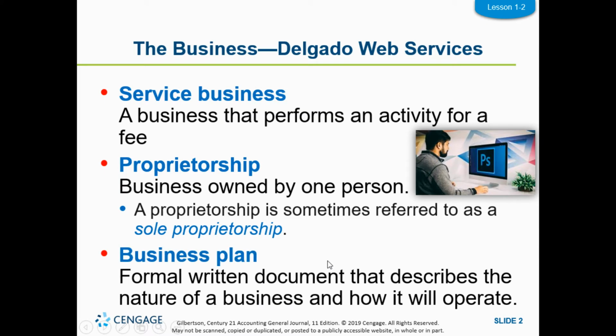Next, we have this term called business plan. And some of you, by the way, I want to challenge you with this statement: some of you might want to think about true, real life businesses that you could operate and create a business plan for. There's actually a really cool Future Business Leaders of America event. A business plan is a formal written document that describes the nature of a business and how it will operate. And it is a live, always changing document that you will change over time as your business grows.